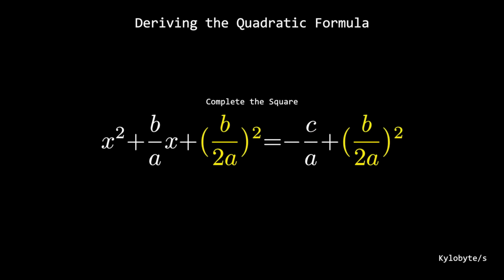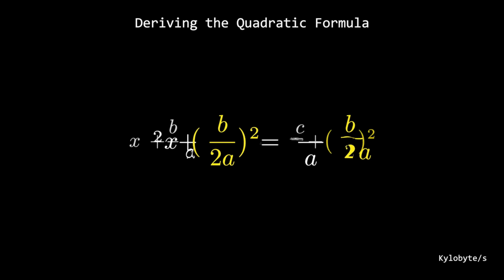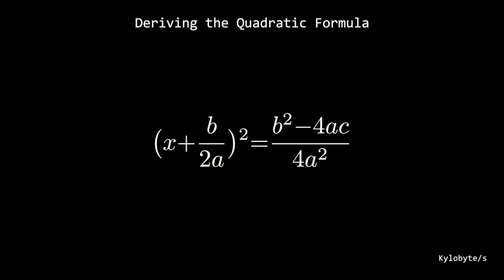Now, let's add b over 2a squared to both sides and we get x squared plus b over a x plus b over 2a squared equals negative c over a plus b over 2a squared. Then, we can simplify the left side to be the square of x plus b over 2a and the right side to be b squared minus 4ac all over 4a squared.